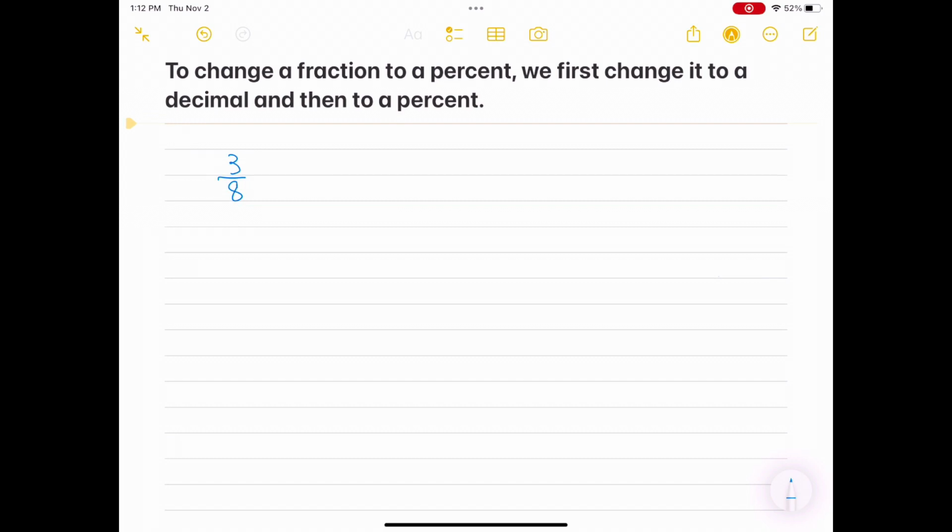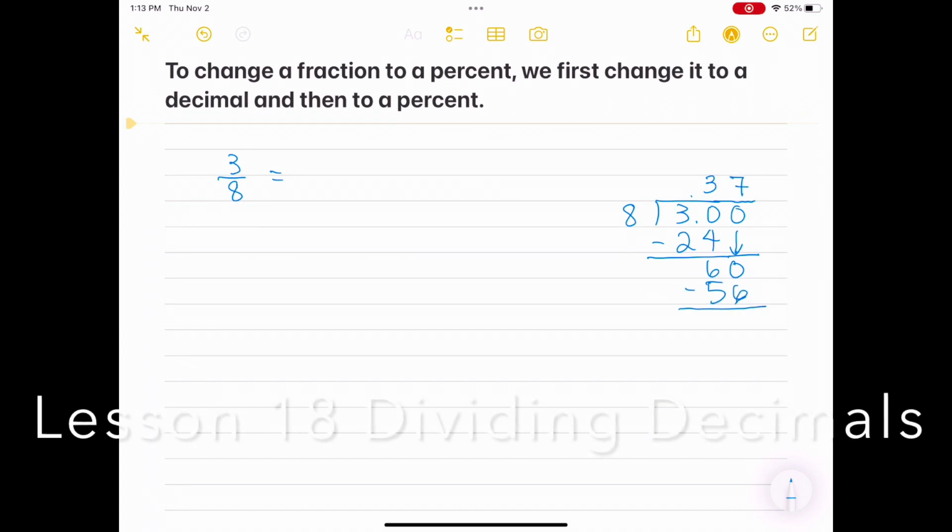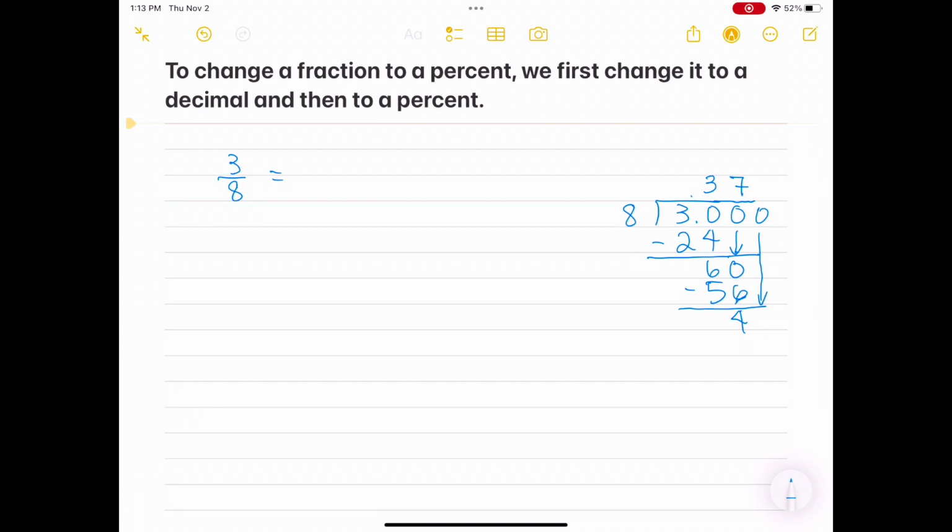Now we look at the fraction 3/8. We first convert that to a decimal by doing the calculation 3 divided by 8, which equals 0.375. If you need a refresher on how to divide decimals, please watch my earlier video, Lesson 18, Dividing Decimals.